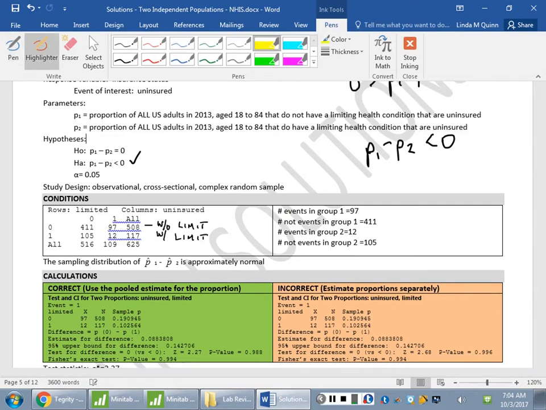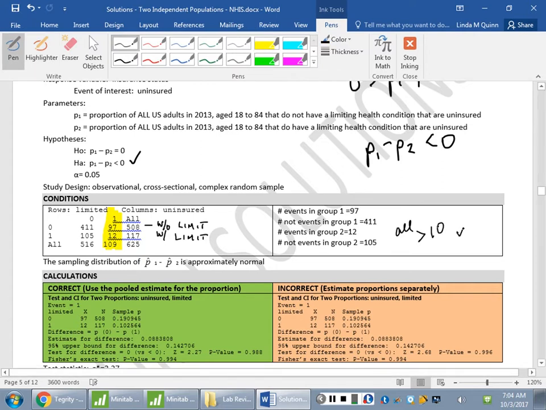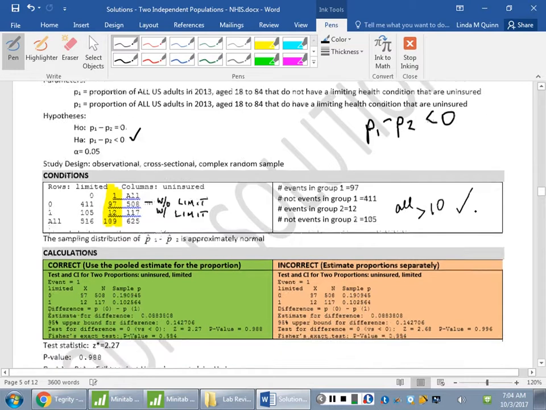And column 1 are my events of interest. Okay? So once again, if I go over to my number of events in group 1, it's 97. Number of events in group 2 is the 12. And then not events of interest is the other column. All of these are greater than 10. And so the conditions are met, and therefore we have an approximately normal distribution. Okay. All right, so let's do the analysis then.